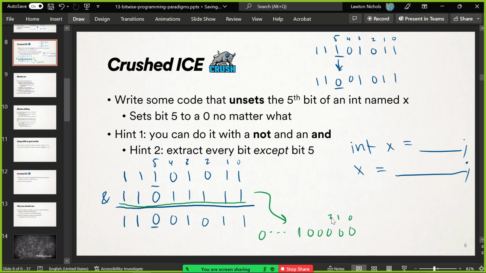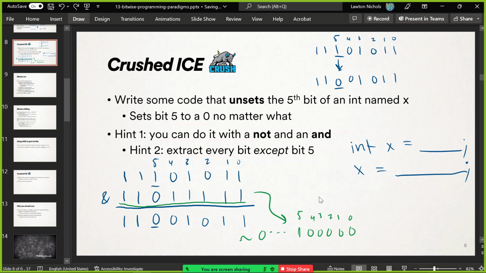0, 1, 2, 3, 4. So that's bit 5. Make a 1 there, and then just negate that, because that'll put a 1 everywhere else but that place, and put a 0 right there. Does that make sense? That's how I can generate this fancy number that I want to AND with in the very end. Any questions about that? Is that what we came up with?